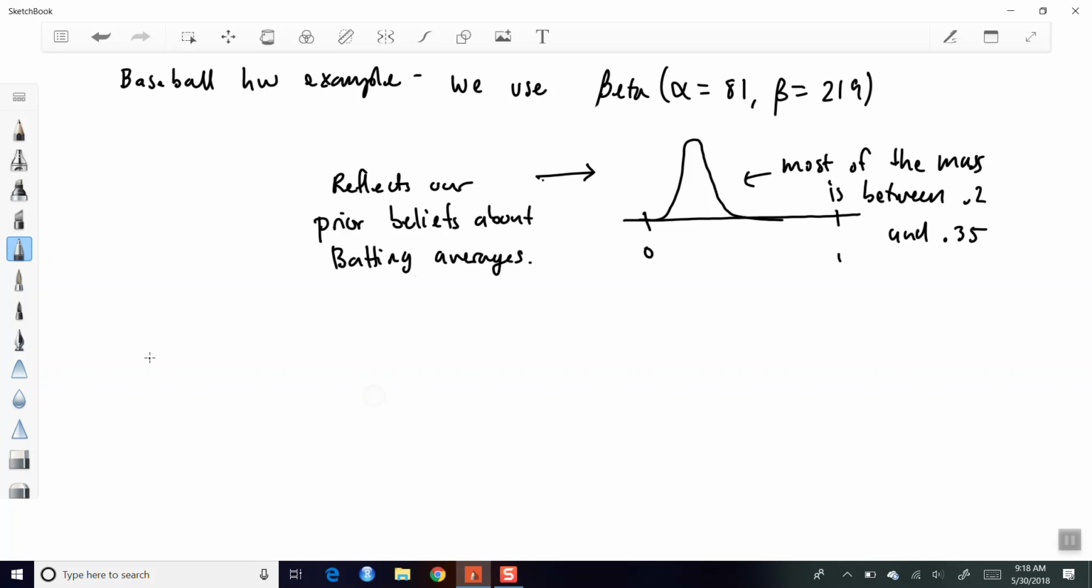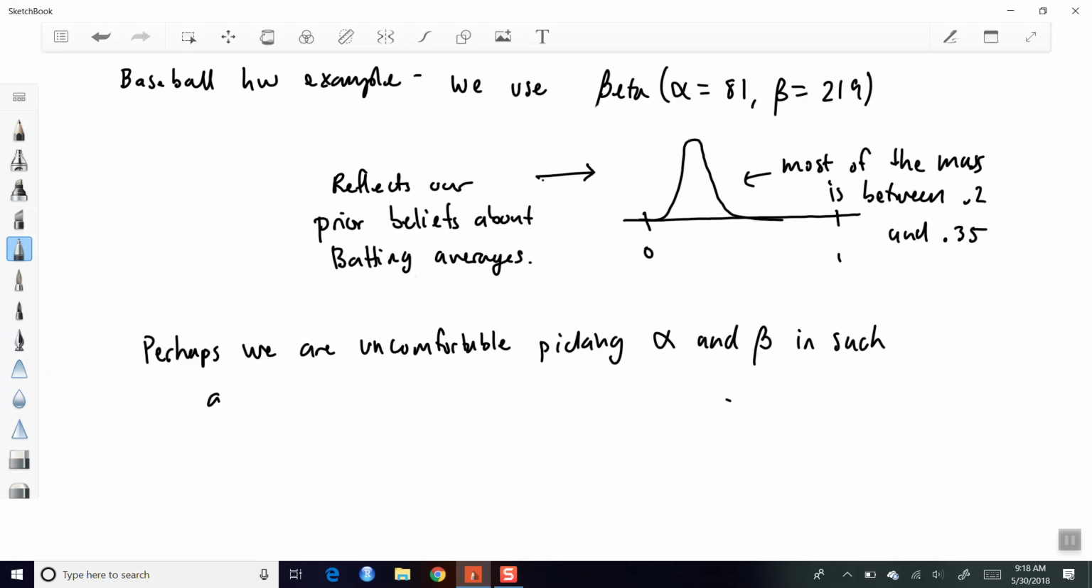But perhaps we are uncomfortable picking alpha and beta in such an arbitrary way. And so what we can do is treat alpha and beta themselves as random variables. We can say the value for alpha 81 and the value for beta 219 are not fixed in stone, but are values drawn from another random distribution.